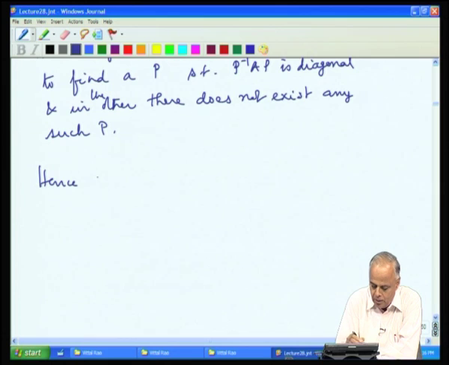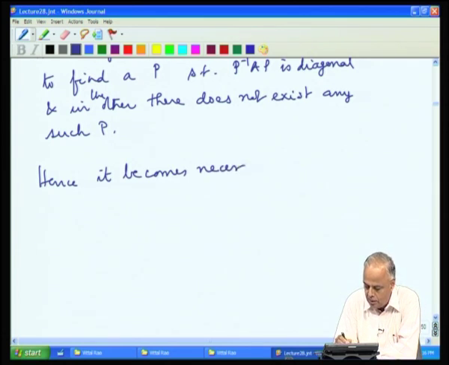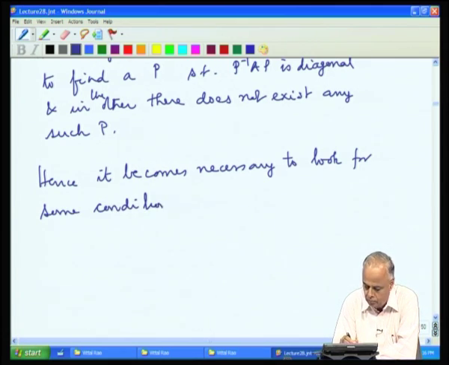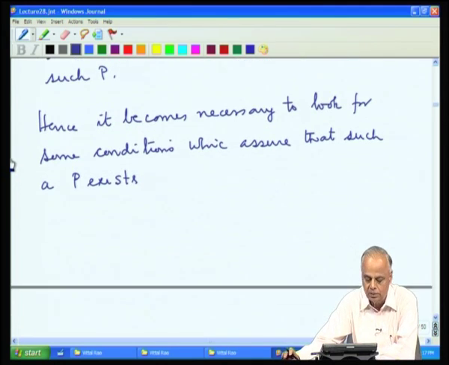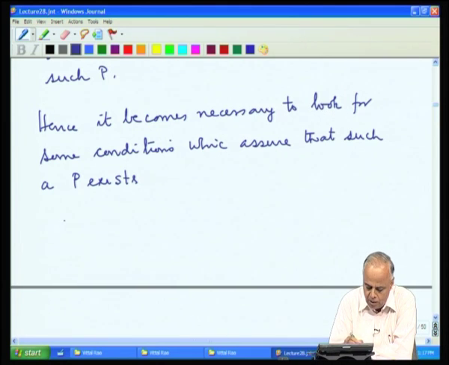Hence, it becomes necessary to look for some conditions which guarantee, which assure that such a P exists. So, we shall look for such conditions. We will use some terminology now. So, we will give a definition.